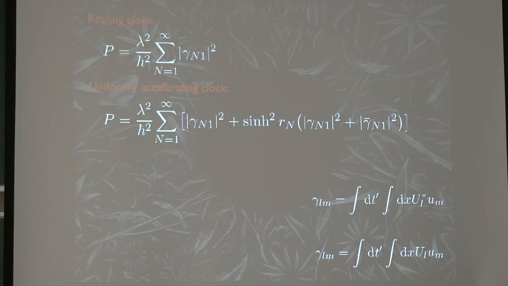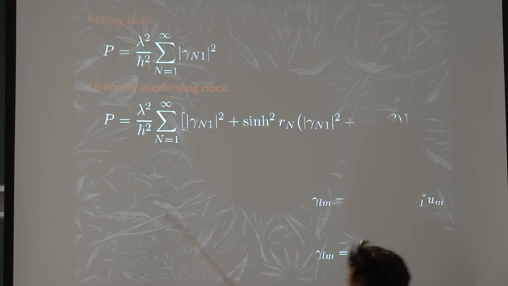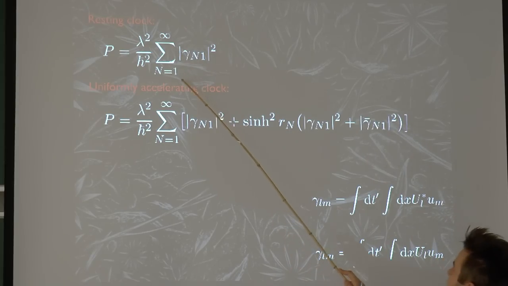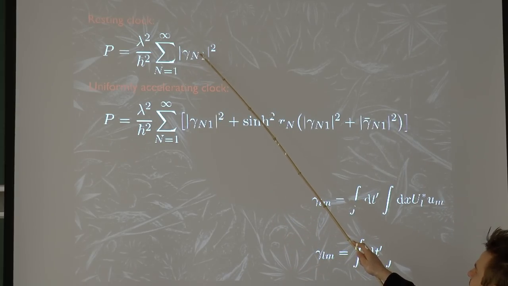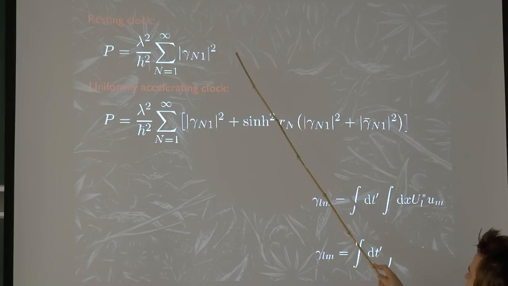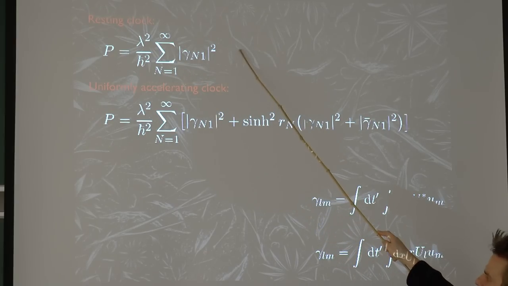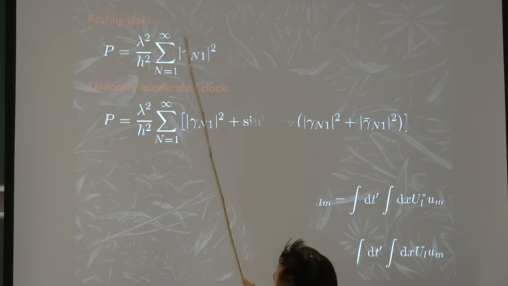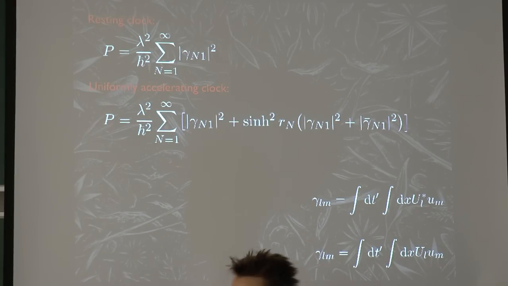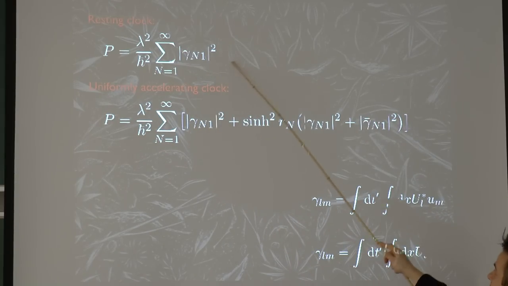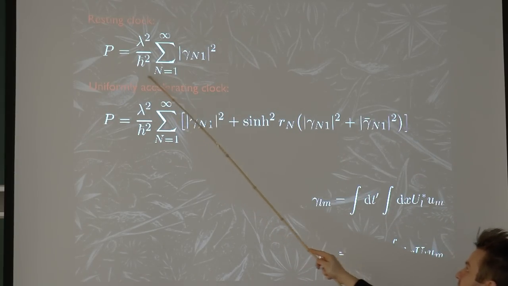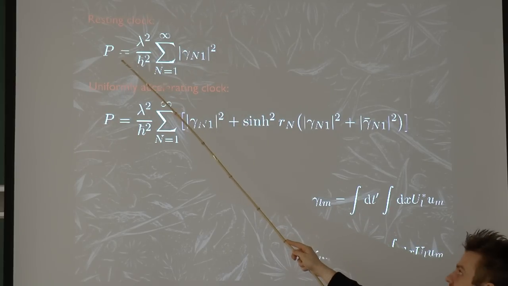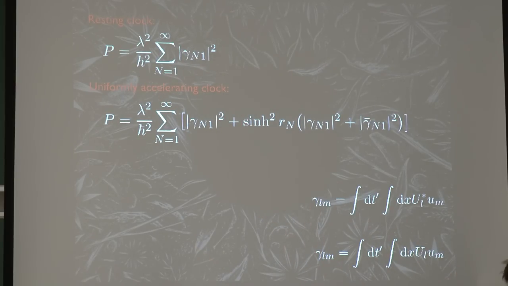So this gamma n is the transition from this state. This is basically a summation of all possible transition rates from this state to anything else. So this gamma is what I call A here on the board. And when the box is at rest, this is the answer you are going to get. Now what is the clock here? I'm calculating the probability of transition.